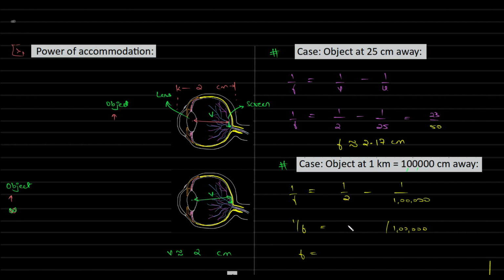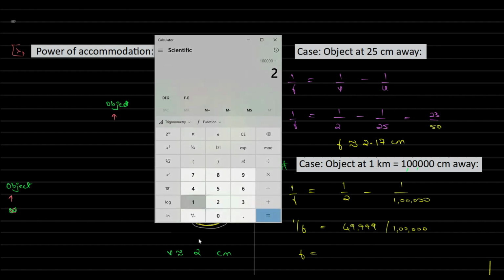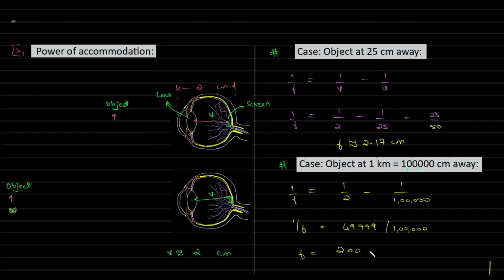This is 49,999. So 1 lakh into 1 more 0, right? Divided by 49,999. That is almost equal to 2 centimeter.